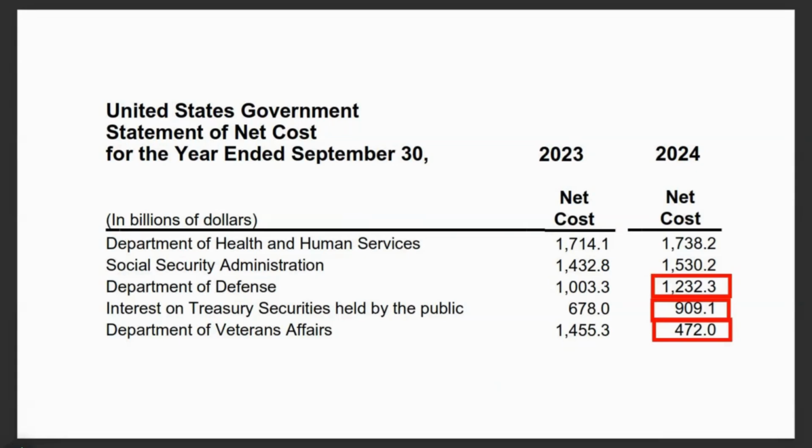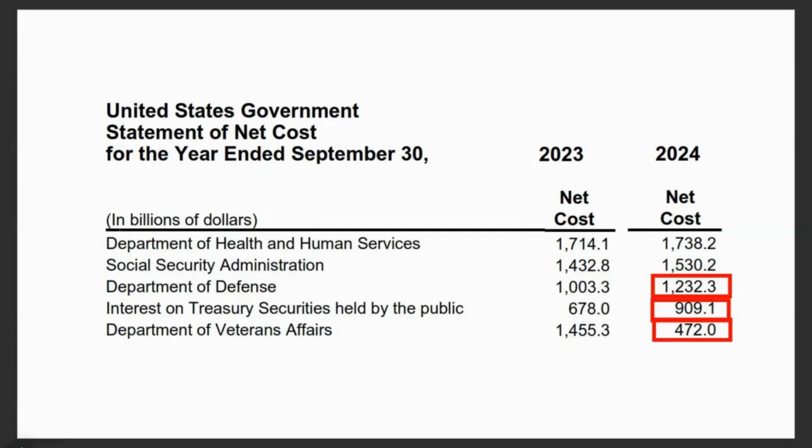Now, the Department of Health and Human Services change year over year was only 1%, not too alarming, not too surprising. The Social Security Administration costs rose 7%, almost double the rate of inflation. The Department of Defense costs went up 23%. The interest on our Treasury securities went up 34% in a year. And the Department of VA Affairs went down 68%.